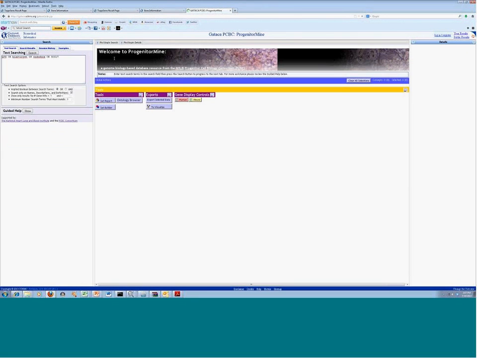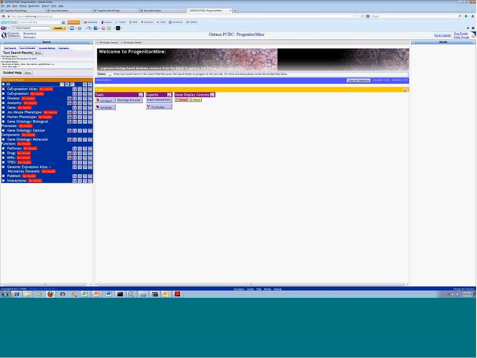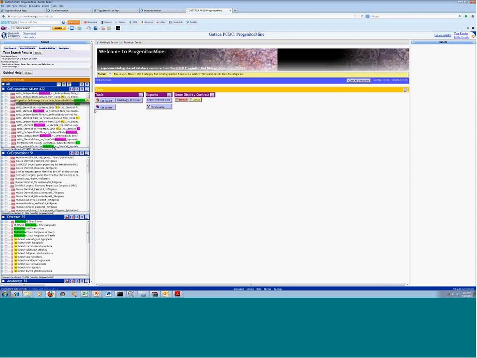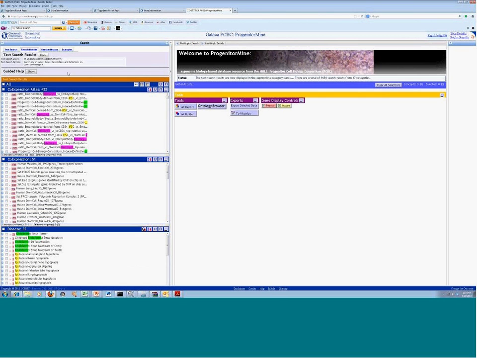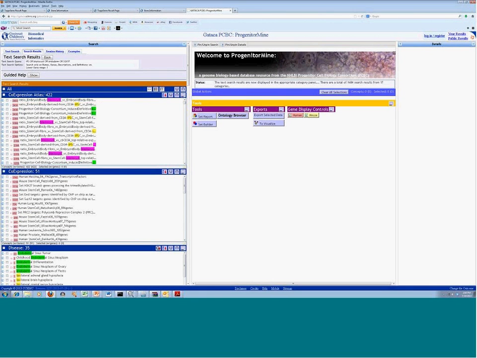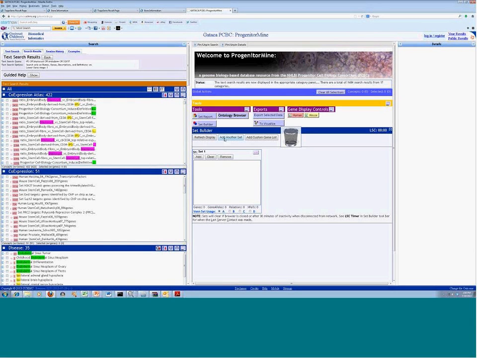So right here, this is the beginnings of the portal. It's gaca.tchmc.org/gaca/pcbc.jsp. And so what you can do now is search into the database, and these are different categories of information that we have available so far. And so here's this expression atlas.